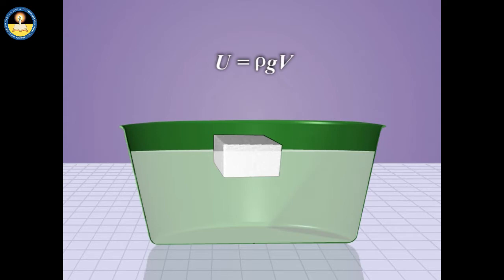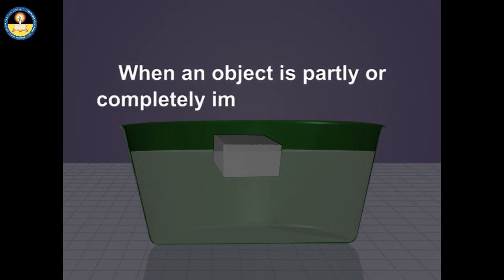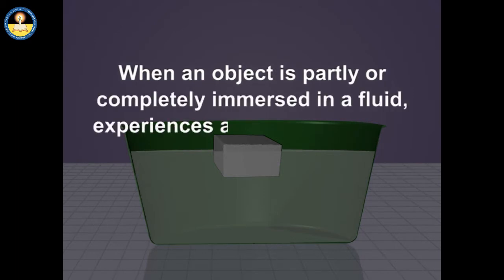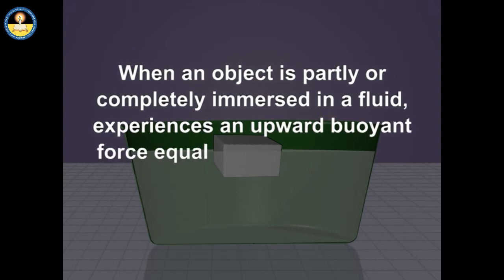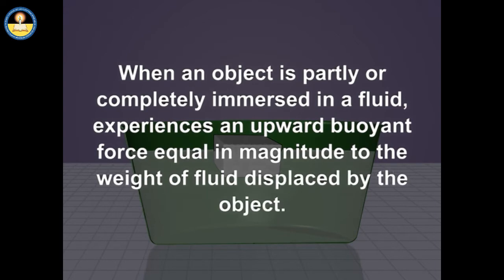This precise value of the buoyant force has some significance, because it is the same as the weight of the liquid displaced by the object. The result holds true irrespective of the shape of the object. Archimedes summarized like this: an object partly or completely immersed in a fluid experiences an upward buoyant force equal in magnitude to the weight of fluid displaced by the object.